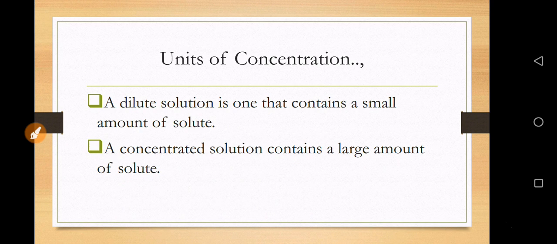Lastly for today, we have to know about dilution of a solution. A dilute solution is one that contains a small amount of solute, while a concentrated solution contains a large amount of solute. In our next tutorials, we'll try to learn more. As I've already said, this one is just an introductory part.